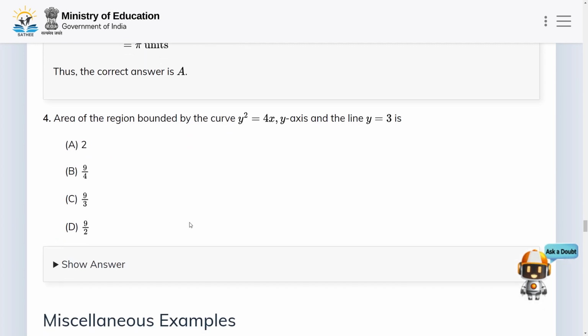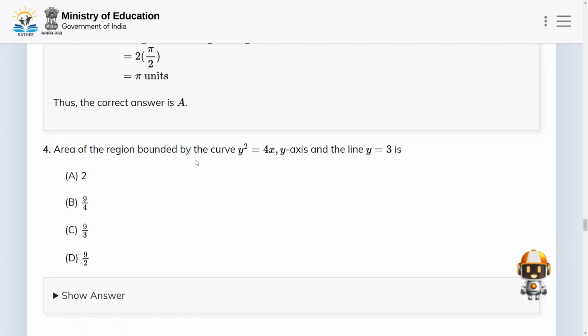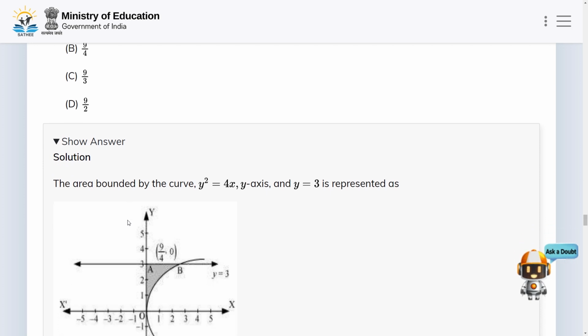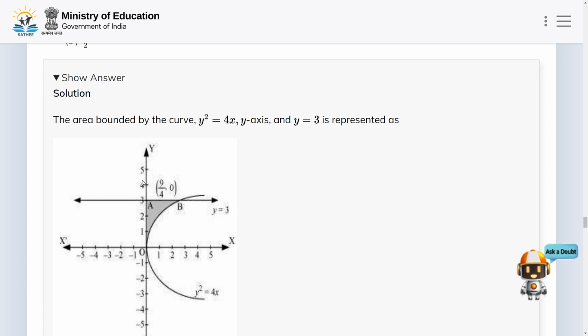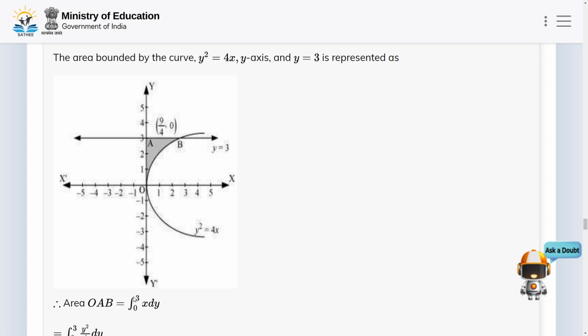Clear? Okay. Now, area of the region bounded by the curve y square is equal to 4x, the y-axis and the line y is equal to 3. Just see it quickly. So the area bounded by this curve, the y-axis and y is equal to 3. This area, the shaded part, we have to find out. First of all, what approach are we applying? We will be applying the horizontal strip. So limits going from where to where? As you can see, from 0 to 3.